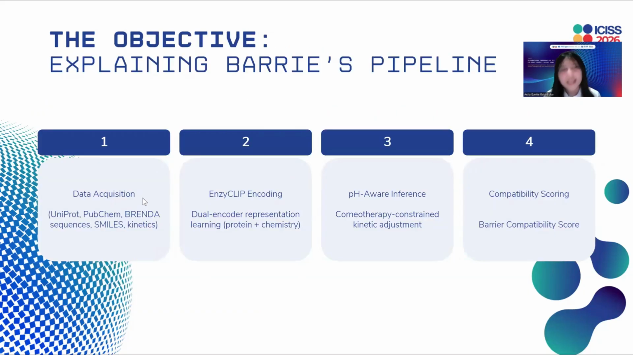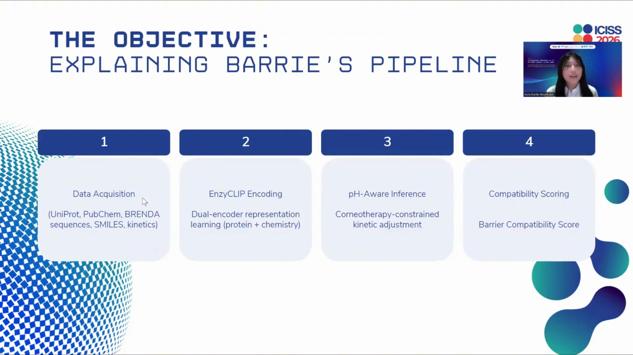Now let's talk about the mechanism. Our framework operates through four main stages. First, we pull out our baseline data like protein sequences, chemical structures, and kinetic parameters from validated public databases like UniProt and PubChem. That data will then be fed into our adapted ENZClip dual encoder architecture. We modified this from previous research done by Khan et al., which was originally designed for general enzyme kinetics. We used this to predict our baseline molecular interactions.